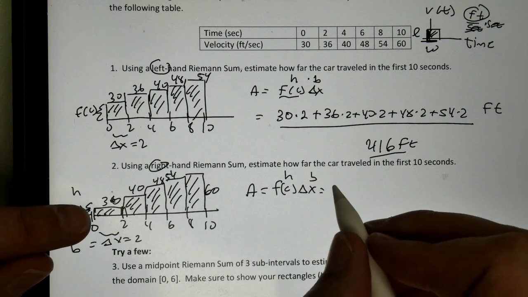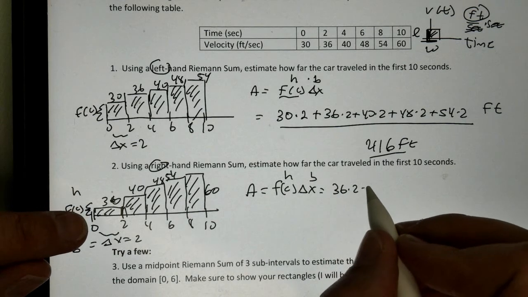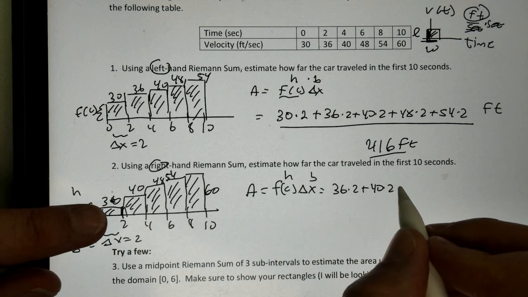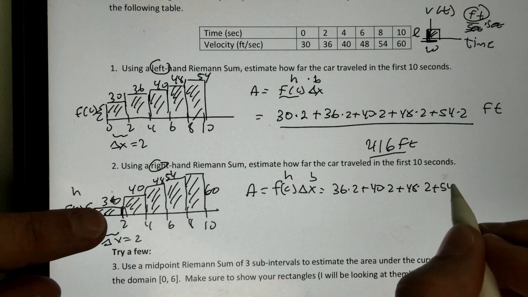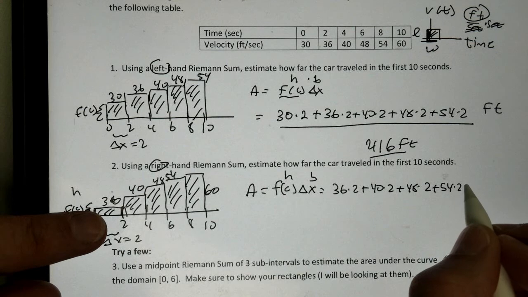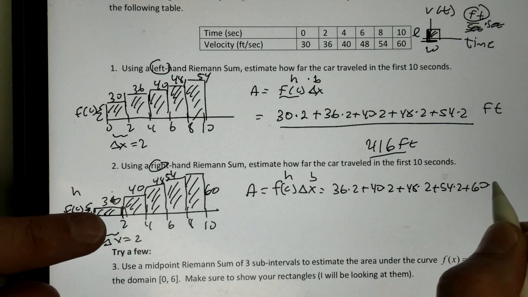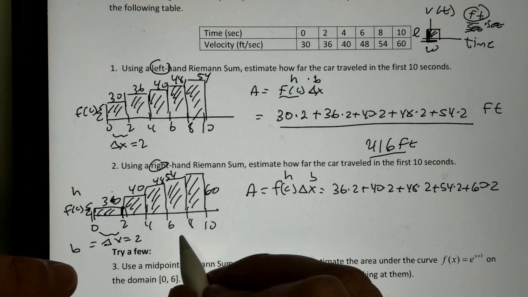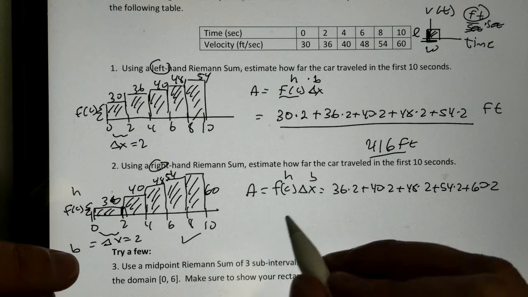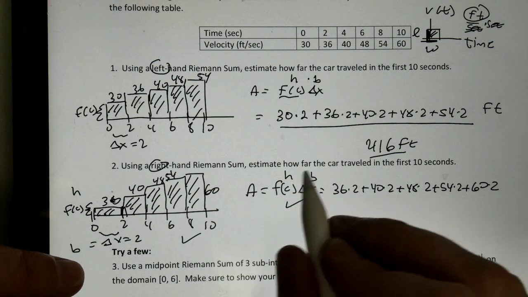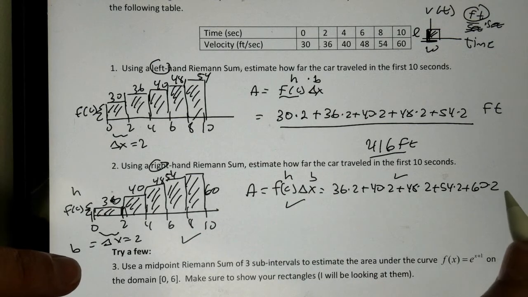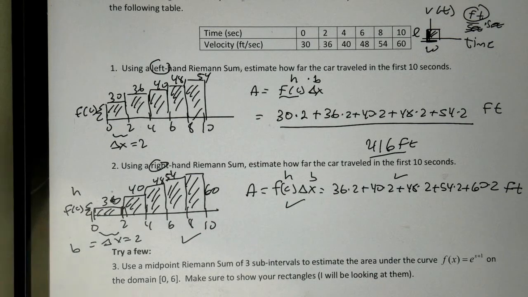The first one, my first height is 36 times 2, plus 40 times 2, plus 48 times 2, plus 54 times 2, plus 60 times 2. Now, you need to have your rectangles to get full credit. You need to have your formula for full credit. We'll talk about another way to write this starting tomorrow. And then you need your answer with your unit. We already know it's going to be feet for us.